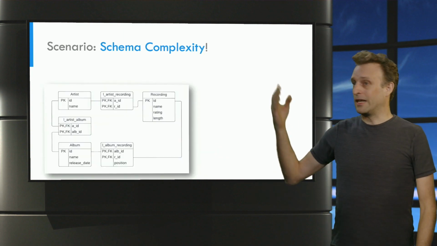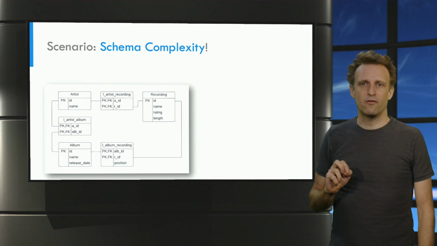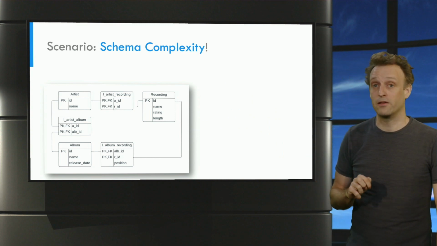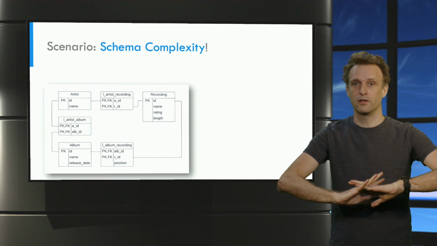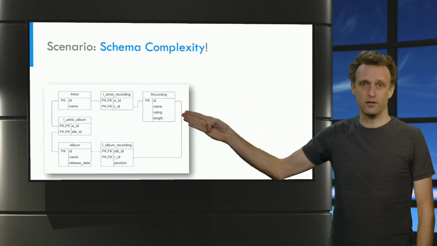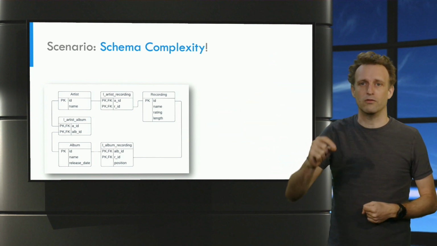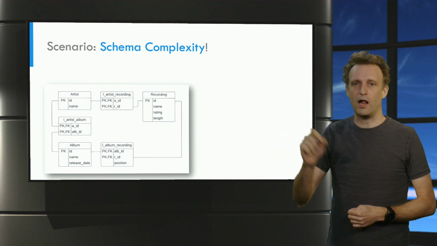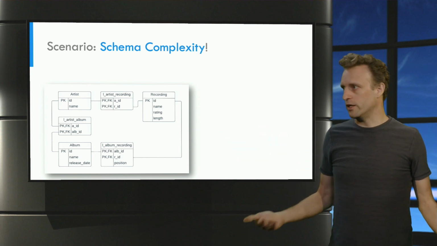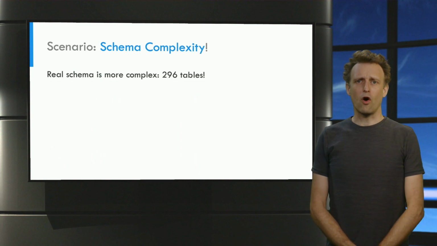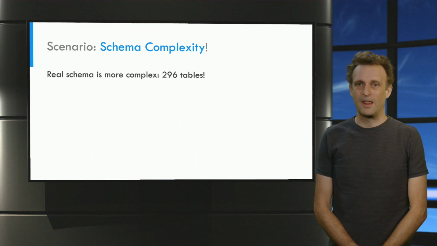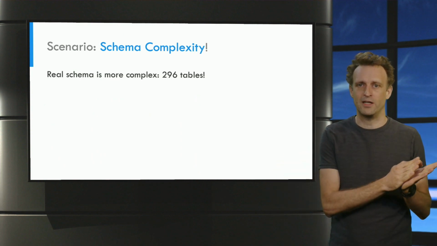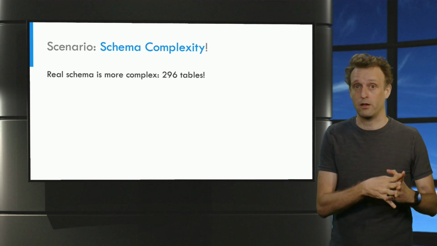Here you can see an example logical schema for a MusicBrainz style relational database I was using in one of the previous videos. It looks very easy to understand. Artists are connected to recordings, recordings are connected to albums, well, and that's essentially it. This, of course, was just a toy example. The real schema used by the MusicBrainz database is much more complex than that.